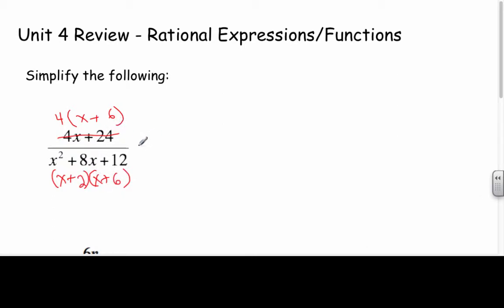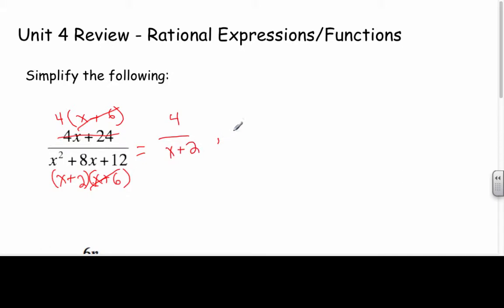So now I've got to go through and simplify. Well, is there anything that both numerator and denominator have as a factor I can get rid of? The answer, of course, is yes. I can get rid of the x plus 6 here and get rid of this x plus 6. Numerator then, I'm going to have a 4. My denominator is going to be an x plus 2.